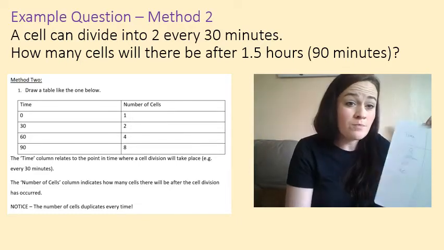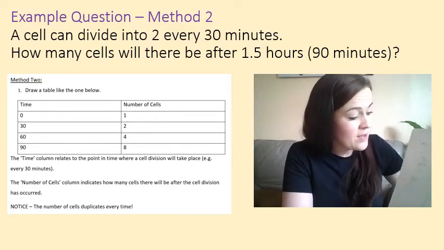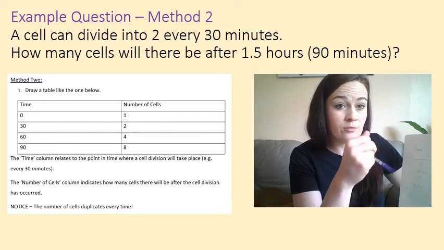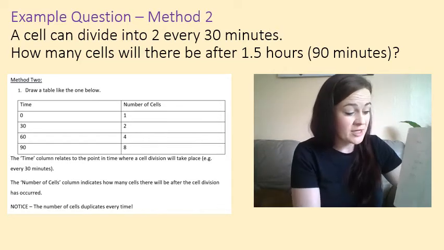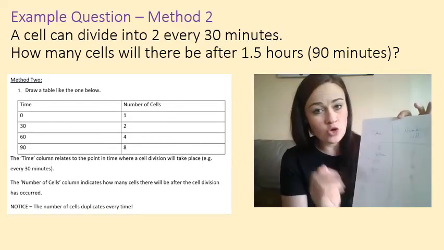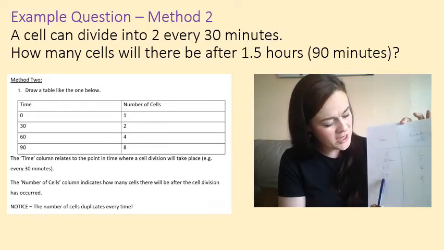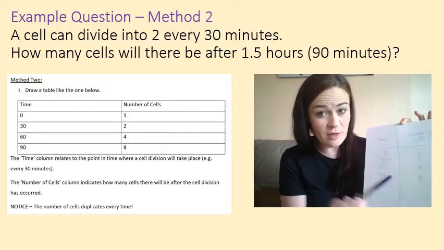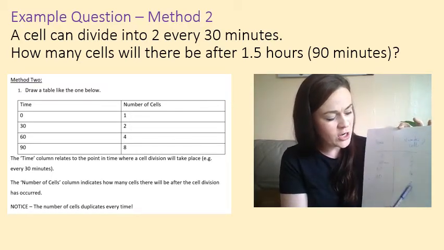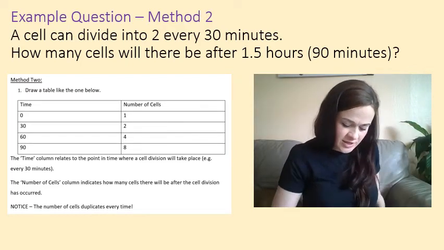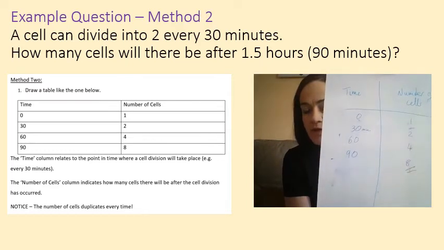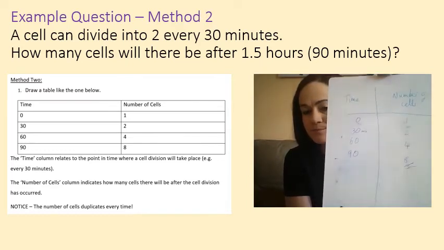Now remember, you can use your calculator if you are not too confident with those sorts of calculations when the numbers get bigger. That's absolutely fine. But the way we do this method is you know you finished when your time is the same time they're asking about, which is 90 minutes. You then look over and that is your answer. So our answer here is 8 cells. Okay? You just write that in your wee answer box.